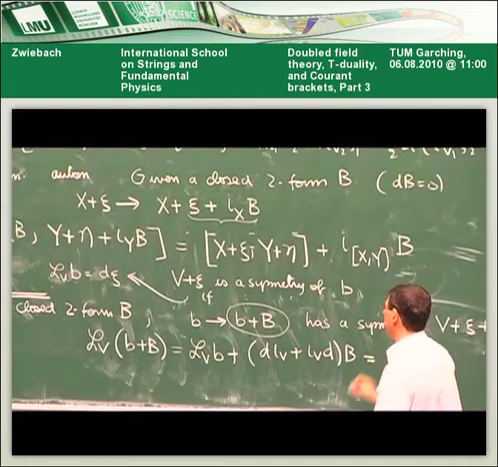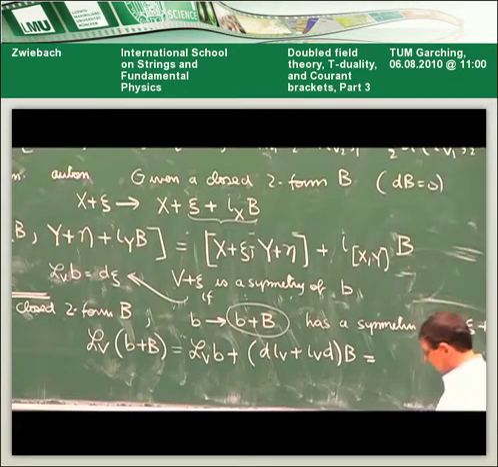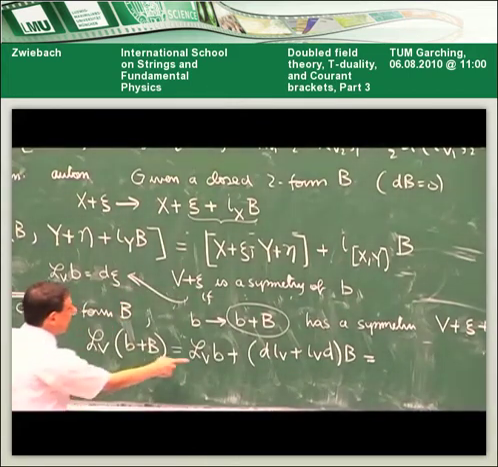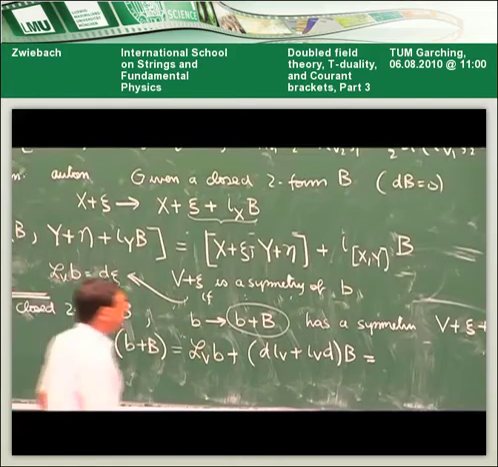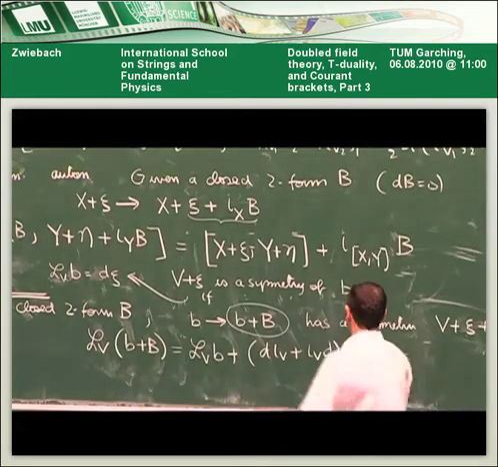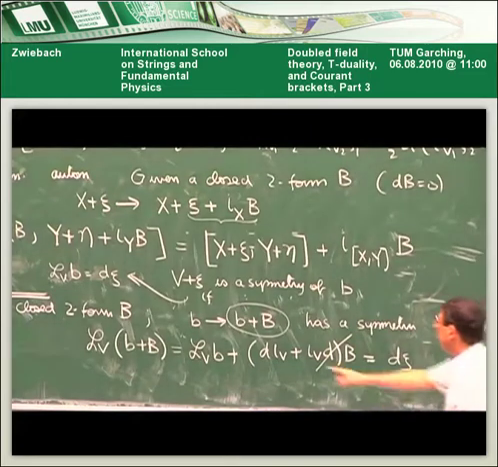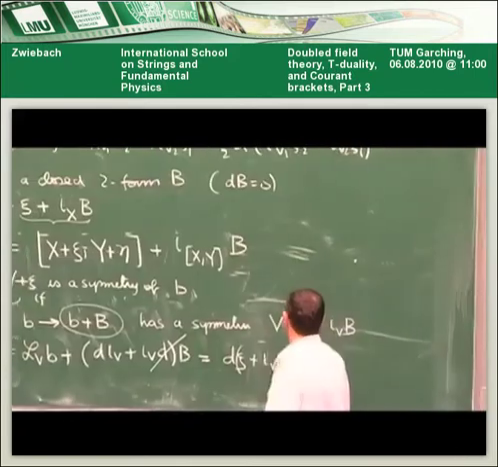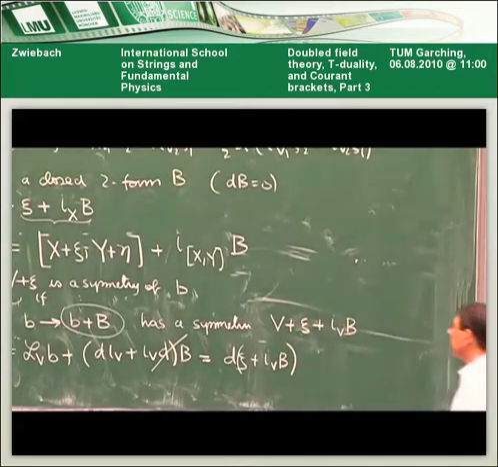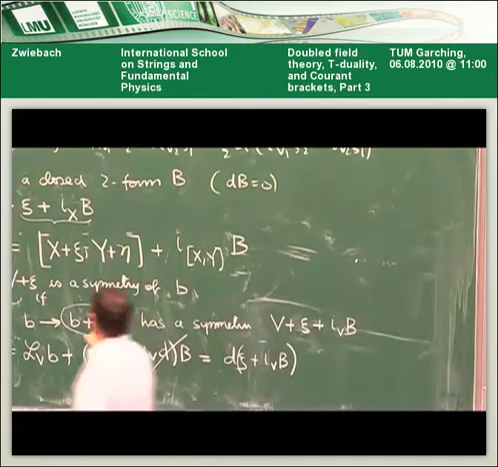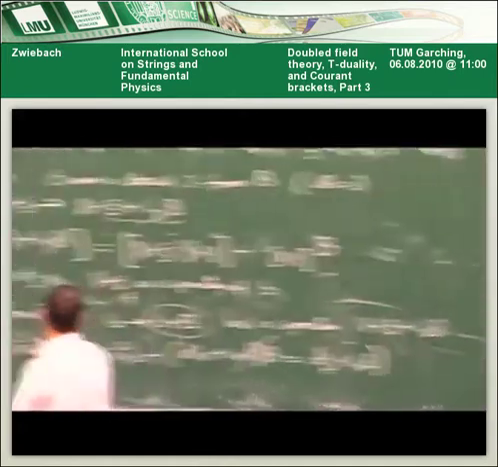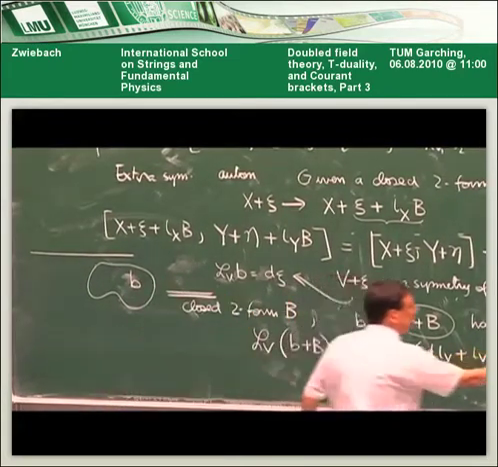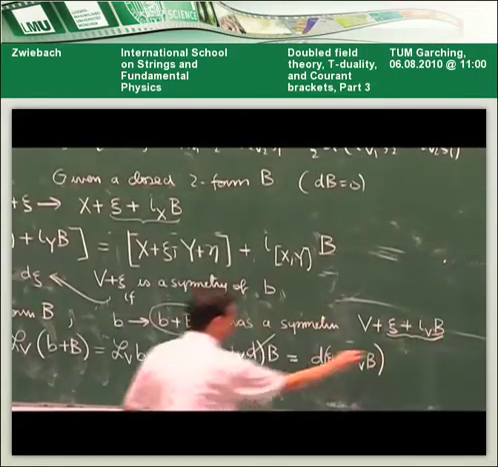So this is equal, I'm sorry, I didn't copy this. No, this is fine. It's L_v of b is d xi, so we have this, d xi. This is 0, and this is d of i_v B. So that's correct. This has this symmetry because the Lie derivative of this new field is equal to d of the new gauge parameter.